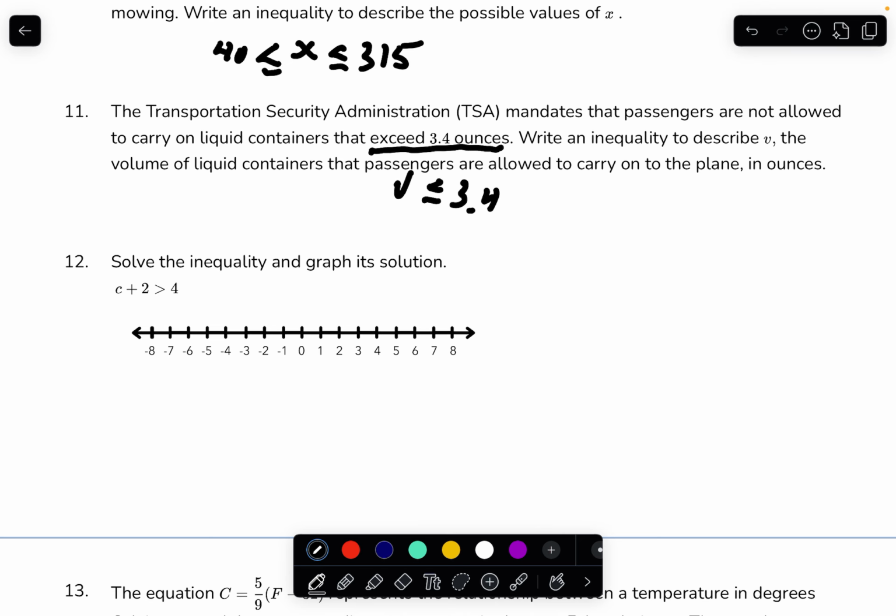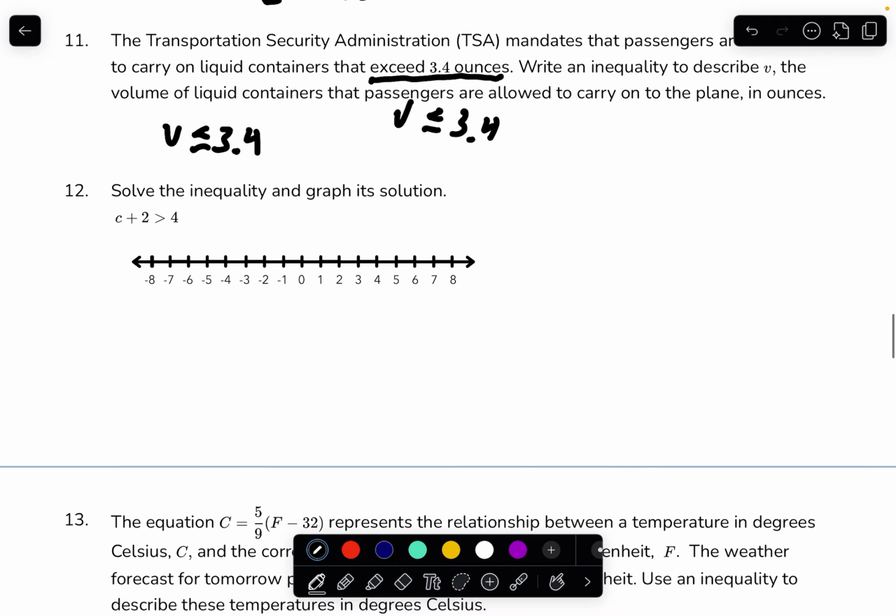And they said V. So I guess you could say this: V is going to be greater than 0 and less than or equal to 3.4. But since V, our volume, is real, we don't really have to have this left side. So you can just write V is less than or equal to 3.4 ounces.